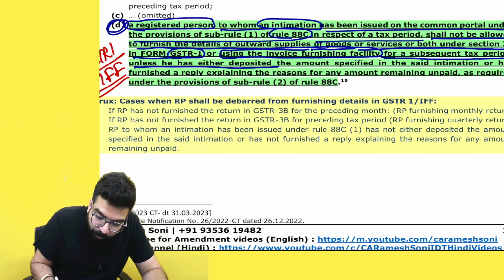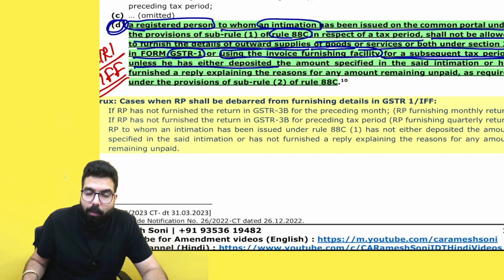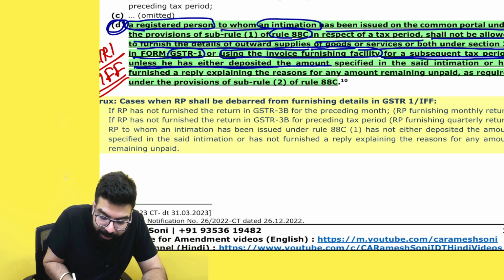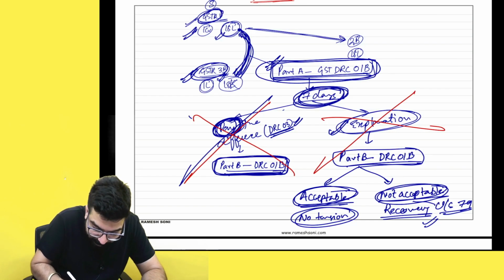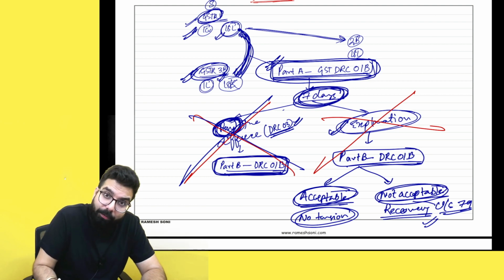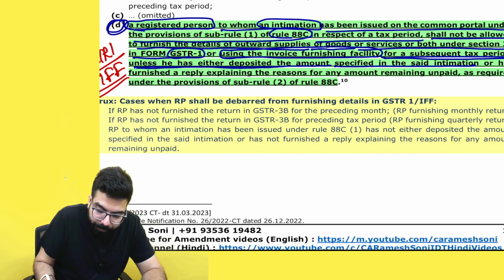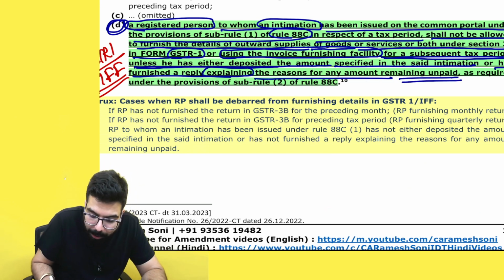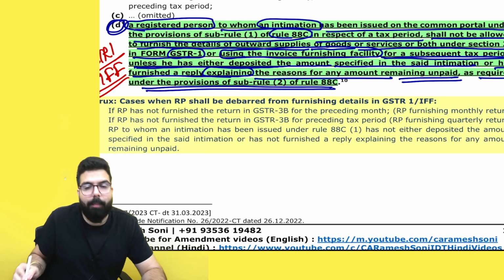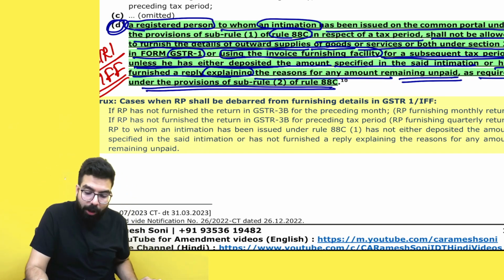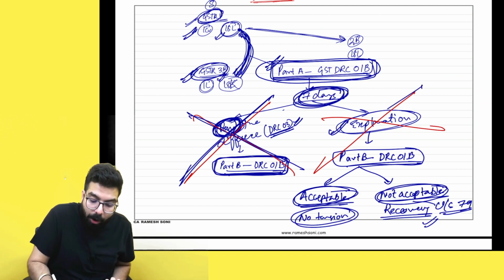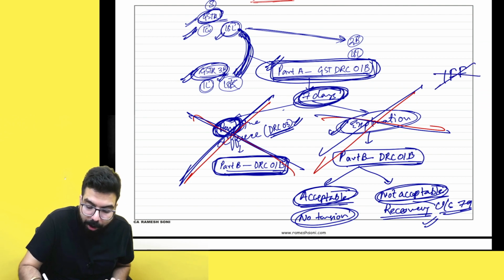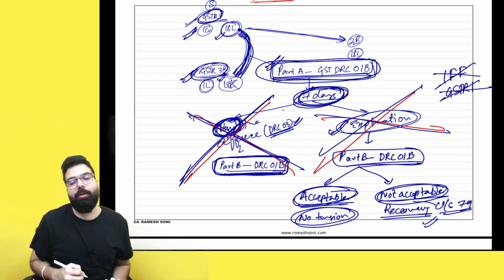Then it says for a subsequent period, you will not be able to file GSTR 1 or use the invoice furnishing facility unless he has either deposited the amount specified in the intimation, unless you pay the differential, or has furnished a reply explaining the reason for any amount remaining unpaid as required under rule number 88C. That's all they have told. So, sir, if I don't pay the differential or don't give an explanation, your invoice furnishing facility and your GSTR 1 also will be blocked.